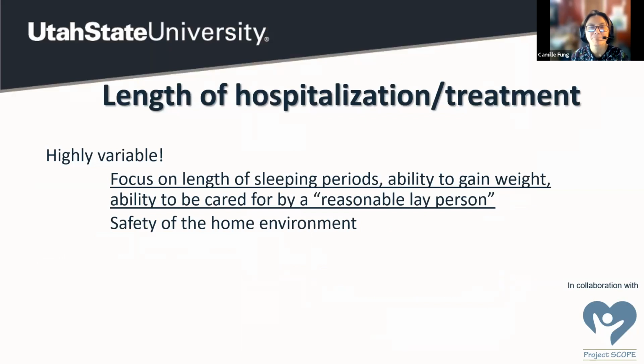A question I get a lot is the length of hospitalization and treatment. How long will this baby withdraw for? How long do we keep them? I would say I don't have a magic ball to tell you exactly how long, but it's highly variable. In order to get them out of the hospital, we need to focus on their ability to have good sleeping periods, the ability to gain weight, and the ability to be cared for by a reasonable layperson, right? A NICU nurse at the bedside knows what to do. But a mom who has never been parented by her own parent may not know what to do. And so these are the things that you have to teach her while she's in the hospital with you. Also, a very important piece that we sometimes forget is to assess the safety of the home. Just because we're letting this baby go home with the caregiver, are there safety nets at home? We have to make sure that the environment is a good place for that baby to continue to thrive in.